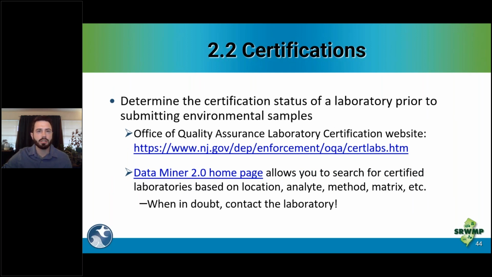The certification status of a laboratory must be determined prior to submitting environmental samples for analysis. A link to the laboratory certification webpage has been included, and through that webpage, Data Miner 2.0 can be accessed. Data Miner allows the user to search for environmental laboratories based on their location and certification status, such as by a specific method or for a specific analyte. When in doubt, contact the laboratory to confirm that they can meet your needs. Next slide.